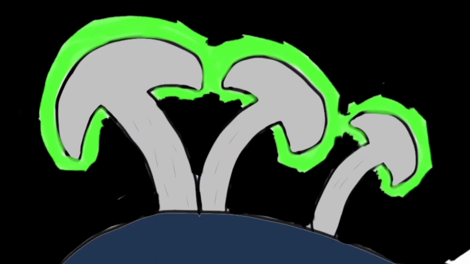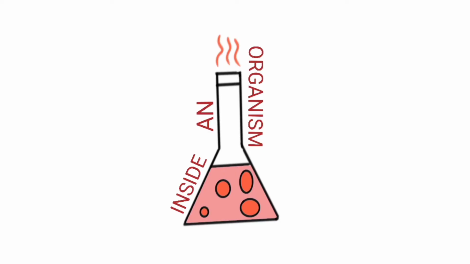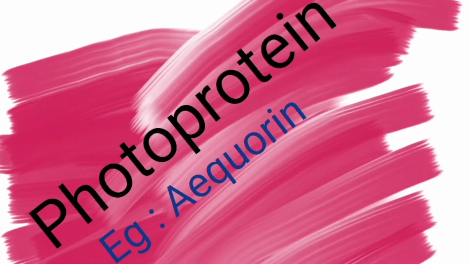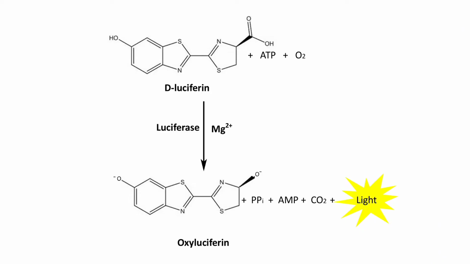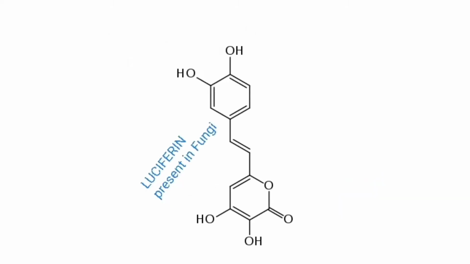Bioluminescence is the production and emission of light by a living organism. It's a form of chemiluminescence. It takes place because of chemical reactions inside the body of an organism. The protein responsible for bioluminescence is called photoprotein, for example, Aequorin. The chemical responsible for bioluminescence is called luciferin and the enzyme luciferase.